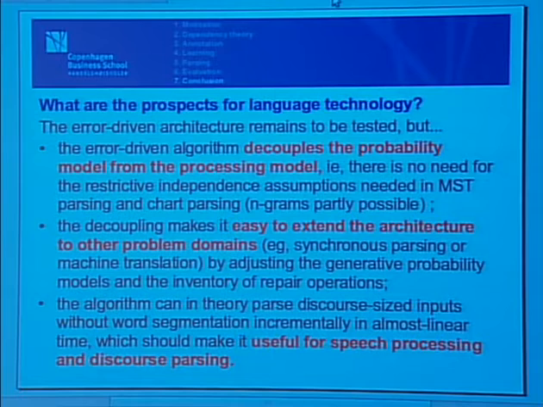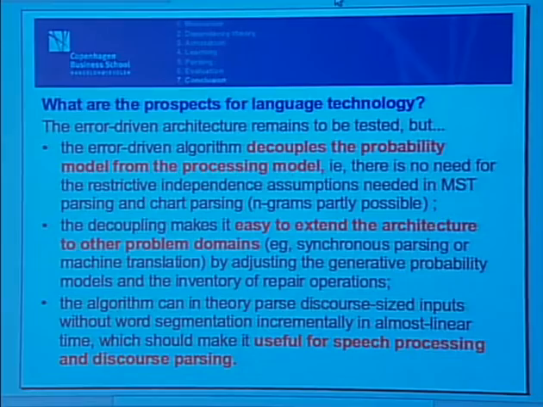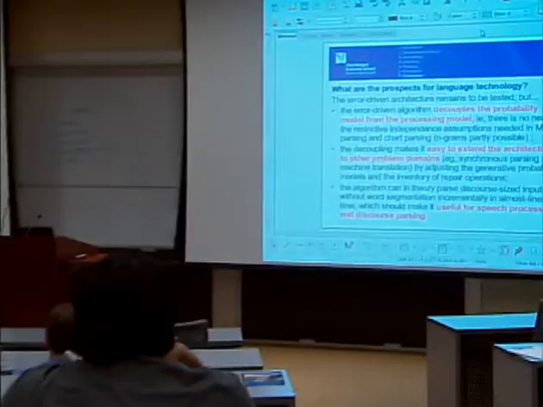Decoupling makes it easy to extend the architecture to other problem domains like synchronous parsing or machine translation. You simply adjust the generative probability model to account for these kinds of analysis, and then you expand the inventory through pair operations, and then the same algorithm should work again. And because of its time complexity, it can in theory parse discourse-sized units without word segmentation and do it incrementally in almost linear time. That should make it useful for speech processing and discourse parsing if you can couple it with some kind of pragmatic semantic model. So those were the basic points of my talk, and I'll thank you for your attention.